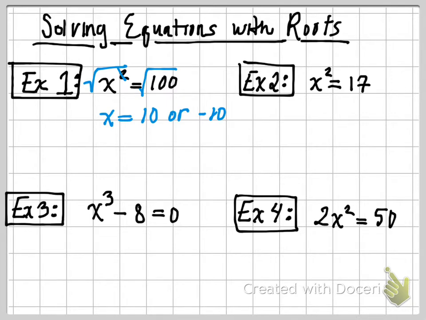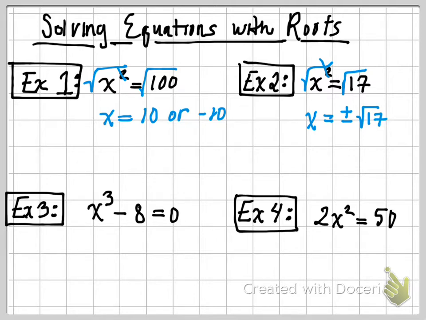In example 2, it's the same idea. I can square root both sides of the equation. The squared cancels out with the square root, so I have just x is equal to, now the square root of 17 is not a perfect square, so I can write my solution as just plus or minus the square root of 17.